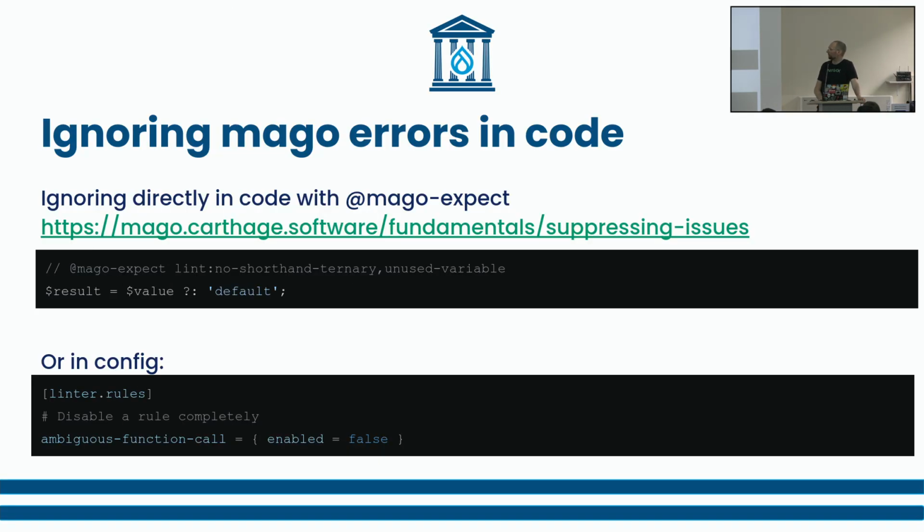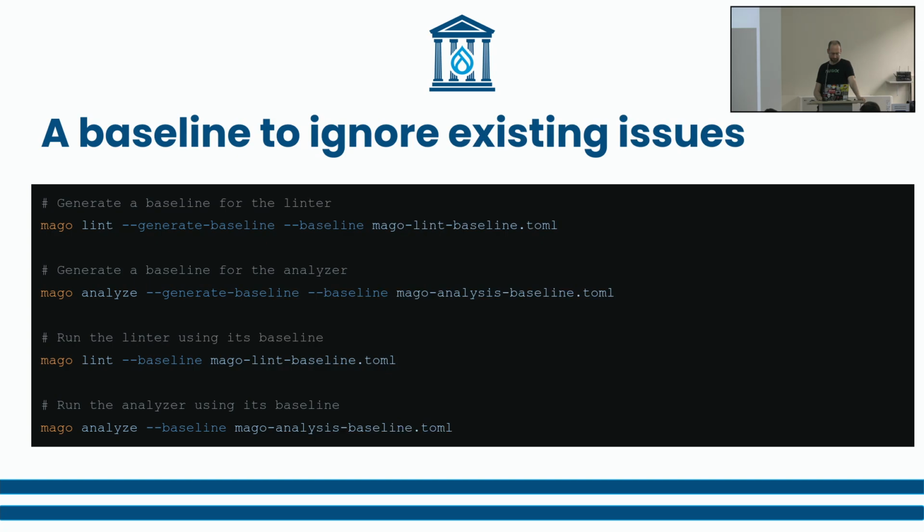Ignoring, I will skip over this a little bit because it's very similar to the other tools. Either put it in a config or put it in the source code. Very similar, as you already know. You also can generate the baseline. I already mentioned this with PHPStan. Completely the same approach with Mago.